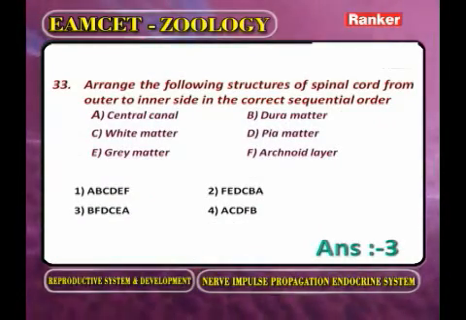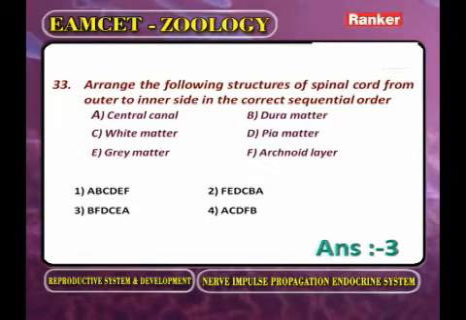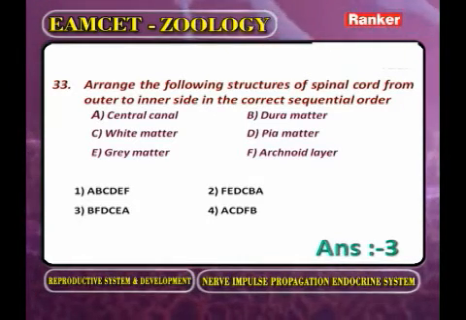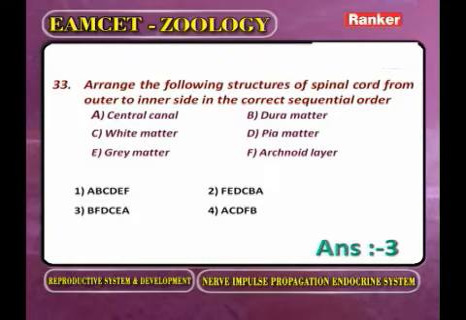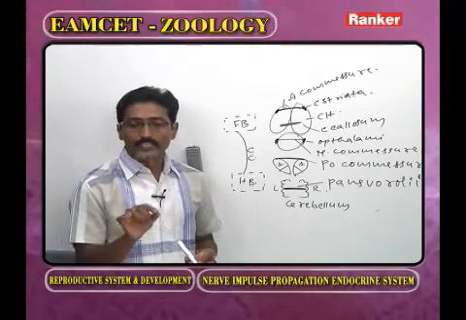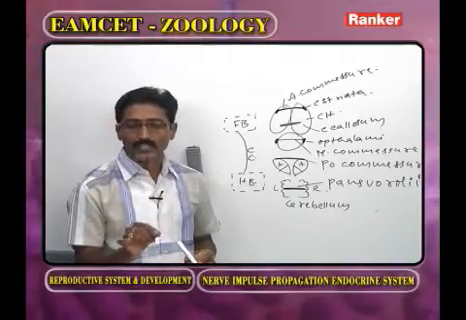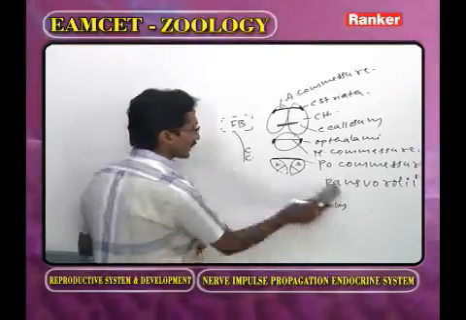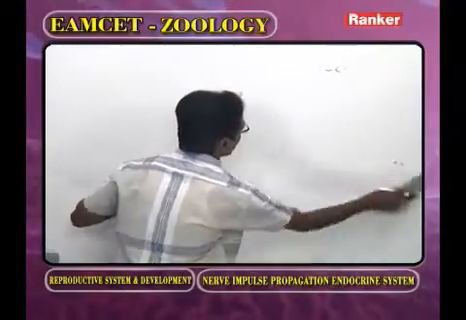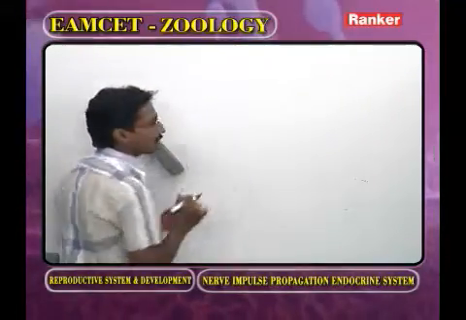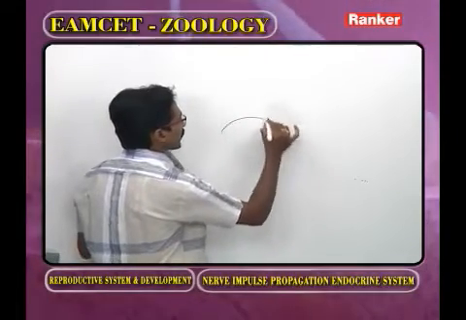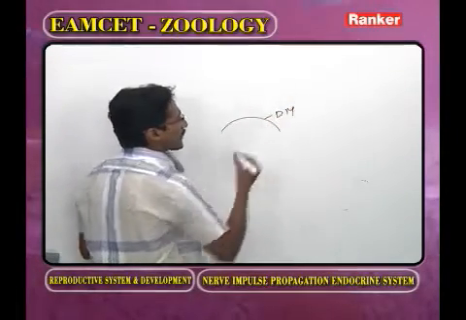Arrange the following structures of spinal cord from outer to inner side in the correct sequential order. Here we are asking regarding the spinal cord. Arrange the structures of spinal cord from outer to inner. Now as we observe in mammals, 3 meninges are present. Now we are asking about the spinal cord. This one we call the dura mater.